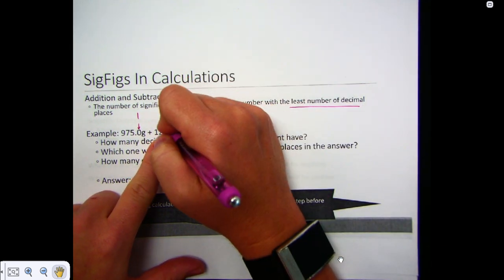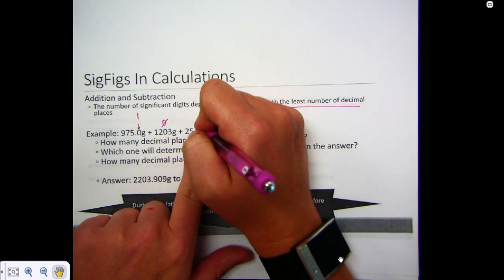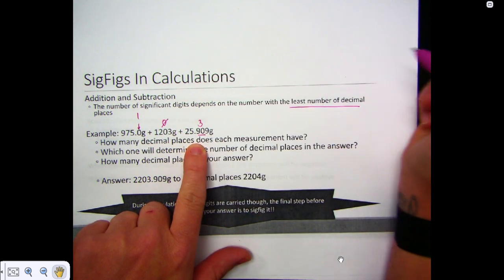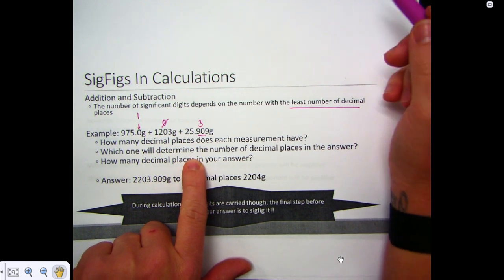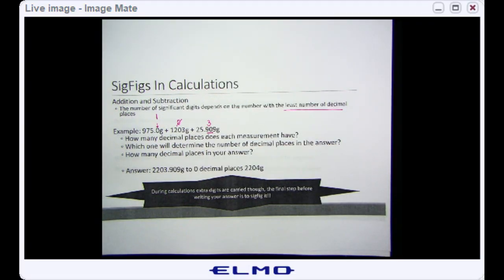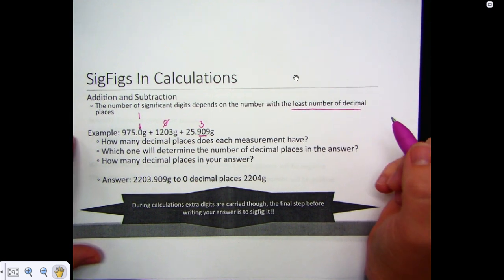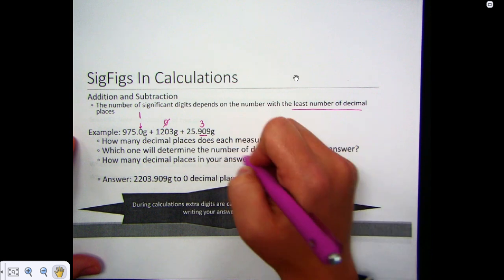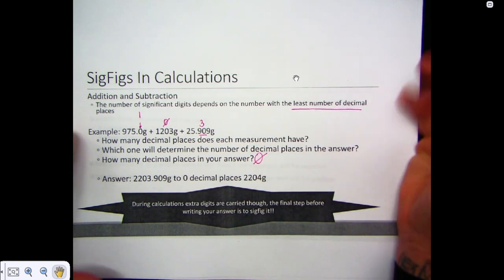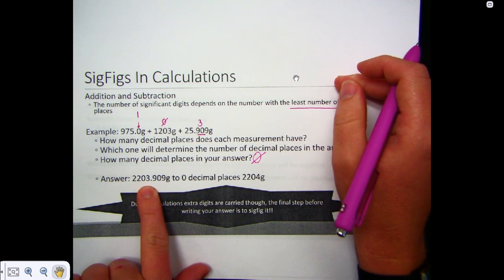How many decimal places are in this number? Well, 0, it's a whole number. How many decimal places are in this number? All right, we've got 3. So which one will determine the number of decimal places? The one with the least number of decimal places. So the whole number is going to be the one with the least number of decimal places. How many decimal places will my answer have? None, because it's got to be rounded to a whole number. So I add them up. This is what I get when I add them up.